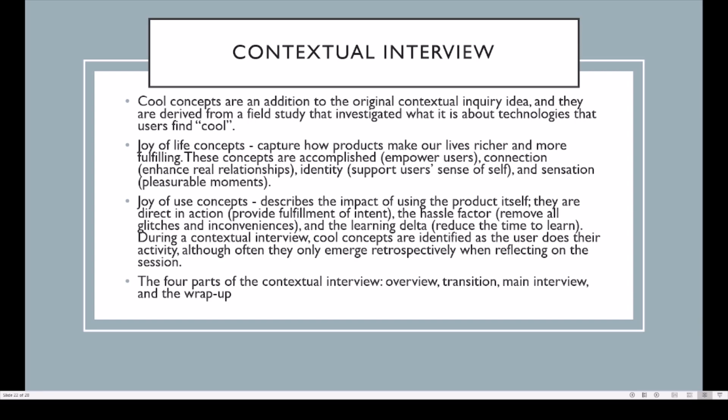Tapos, joy of life concepts, dito naman makukuha kung paano naapektuhan ng product yung user para ma-fulfill yung everyday na kailangan nila, mas madadalian ba sila, mas magiging mabilis ba yung process kung ano naman ginagawa gamit yung product. Yun. At yung four parts of contextual interview: overview, transition, main interview, and the wrap up. Yan lang yung flow nung pag-interview.